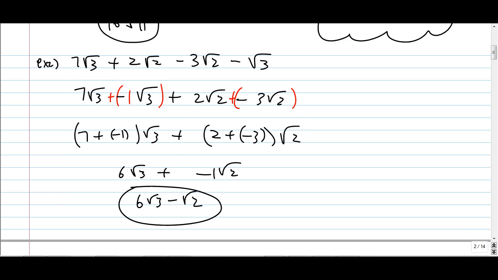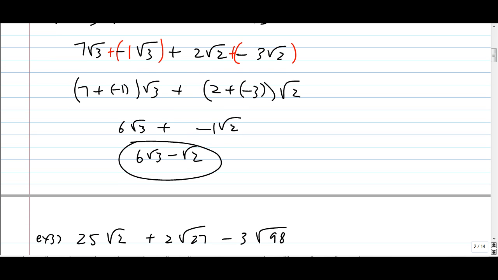Now, what if I give you this? 25 rad 2 plus 2 rad 27 minus 3 rad 98. Write it down. Well, it kind of looks like there isn't any like term, right? You can't really use the distributive property, can you? So we're done, right? No. We're not? Why not, Sam?